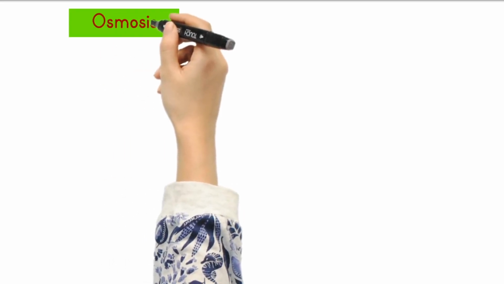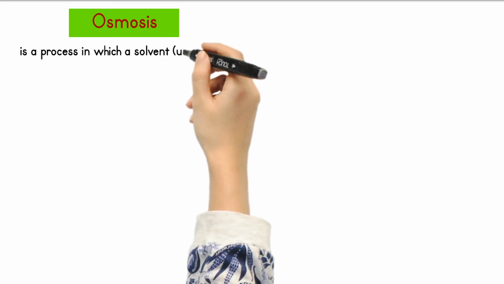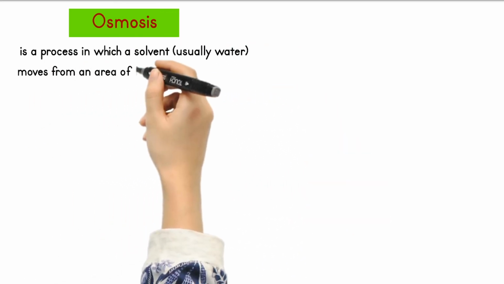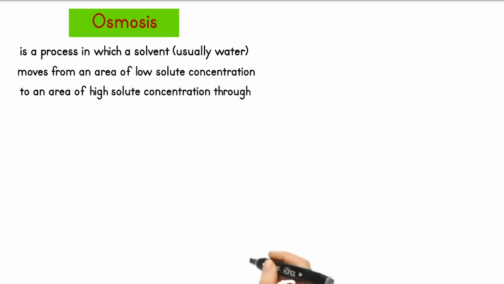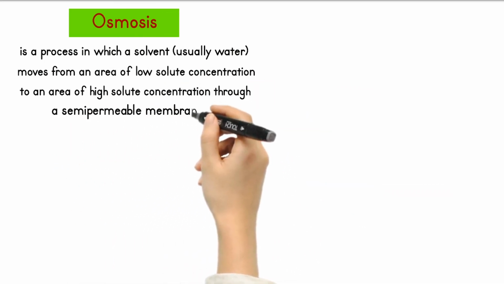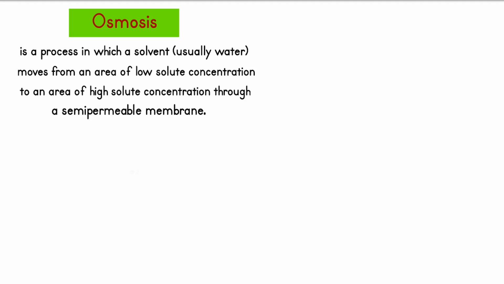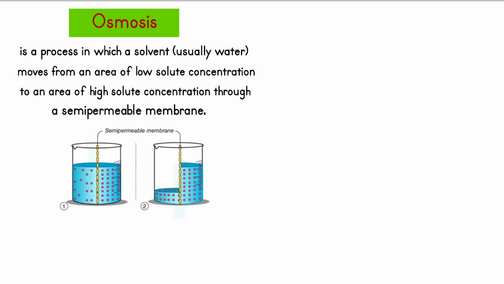Osmosis. Osmosis is a process in which a solvent, usually water, moves from an area of low solute concentration to an area of high solute concentration through a semi-permeable membrane. In other words, osmosis is the movement of water molecules across a membrane to balance the concentration of solutes on both sides of the membrane.